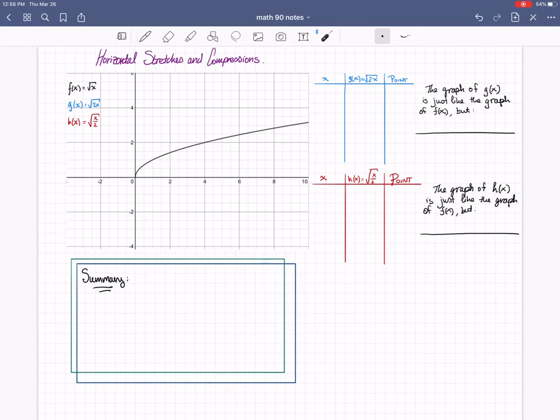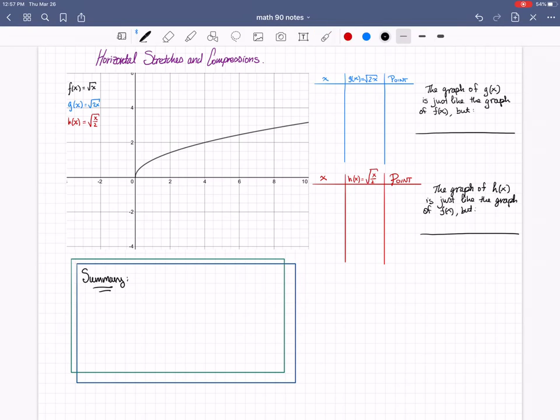And this time, instead of multiplying on the outside by a constant, I'm multiplying on the inside. So I have the square root of 2x. So I've multiplied x by 2. In other words, in function speak, I am doubling the input rather than doubling the output. And then with h of x, I have the square root of x over 2. So I'm multiplying the input by 1/2, rather than multiplying the output by 1/2.